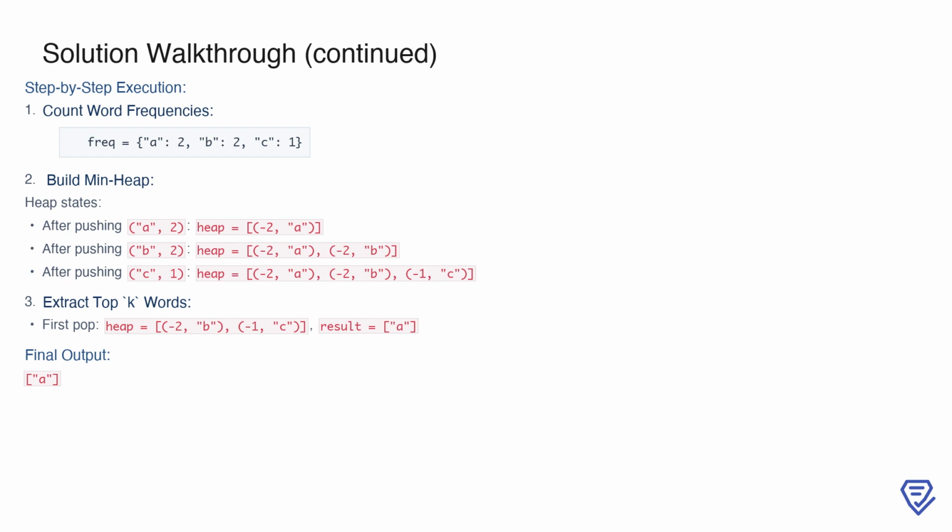After pushing the pair for A, the heap contains -2 A. Adding B updates the heap to -2 A, -2 B. Finally, adding C results in -2 A, -2 B, -1 C. Since we only need the top one word, we pop the heap once. This removes A, leaving -2 B, -1 C, and our result is A. Thus, the output for this example is A.